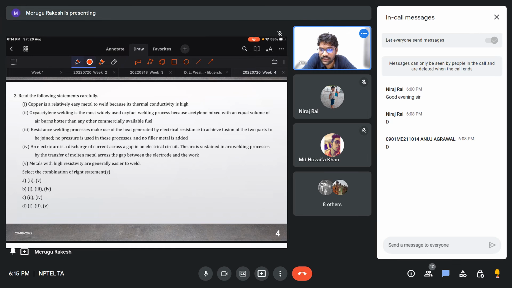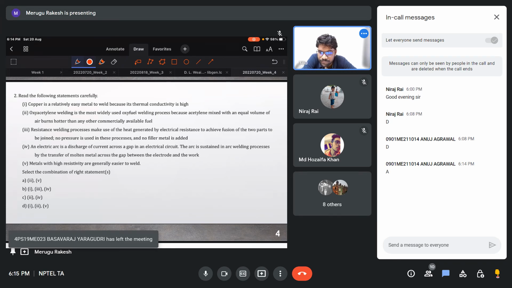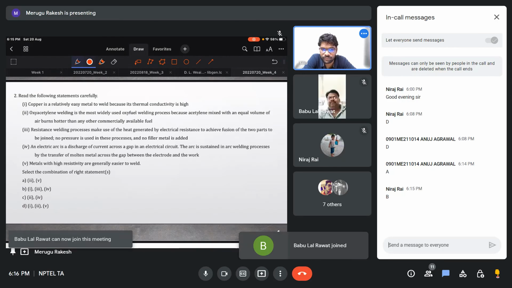What do you think the correct option is? They are asking what is the right option. We have one response as A and one as B. Any other options apart from A and B?